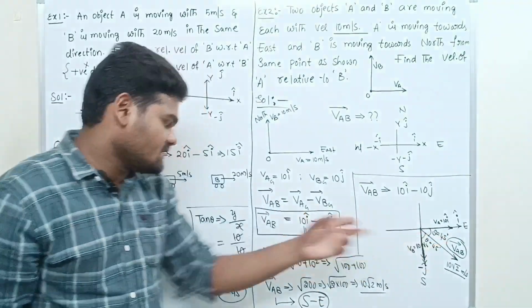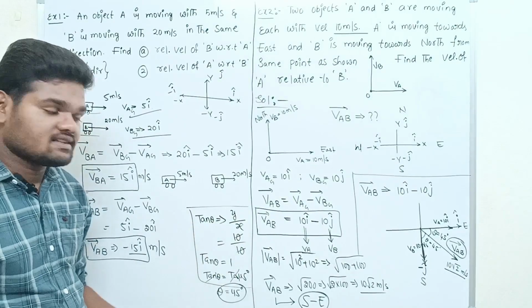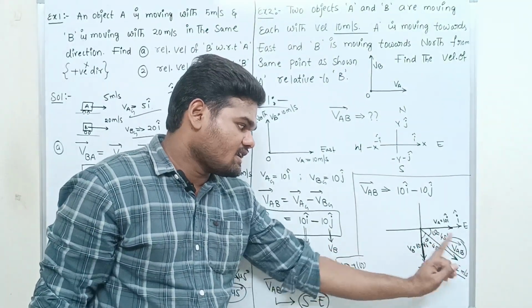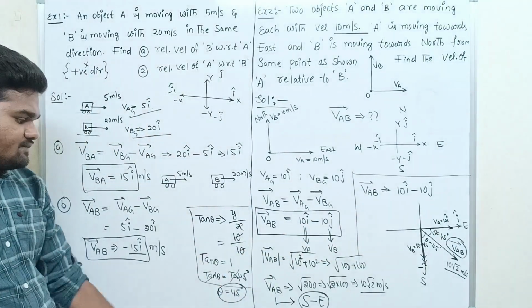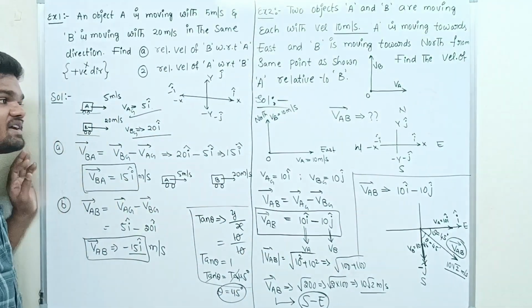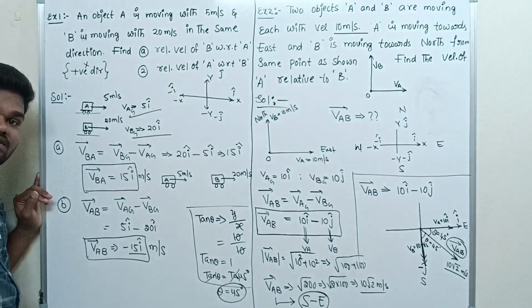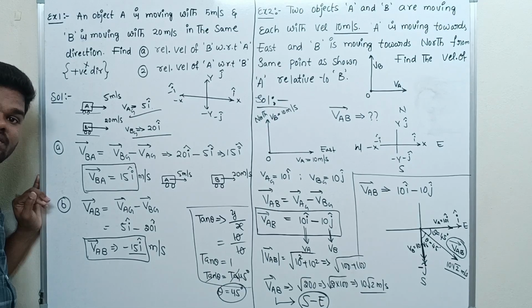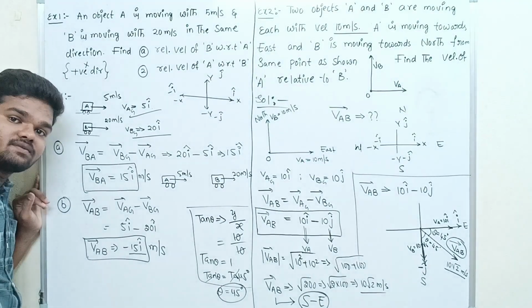How to find the direction? By using tan theta. That's it. If you draw the straight line, if this is 10, then this is also 10: opposite side by adjacent side. Are you getting any doubts? Okay, just pause the video and write the notes. 3, 2, 1, go.